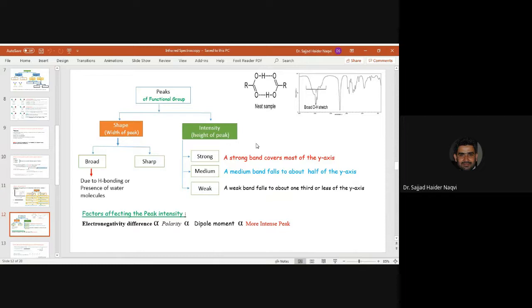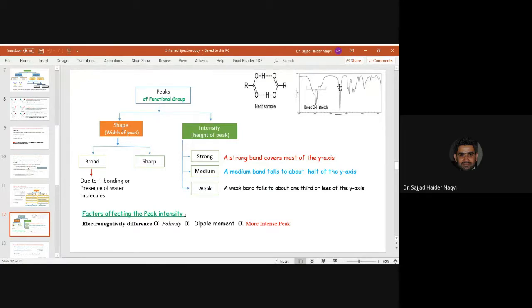Now, here are some examples to further elaborate what I was talking about. As I said, in case of a peak of a functional group, it may depend upon the shape or it may depend on the intensity. For example, if this is the molecule where we have the functional group attached here and here, you can see that the peak of the functional group is based on the intensity, which refers to the height of the peak, or it depends on the shape, which depends on the width.